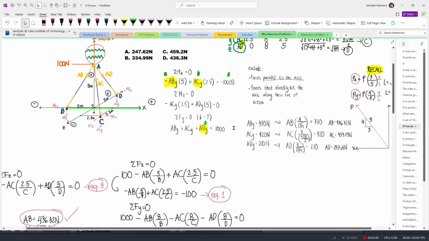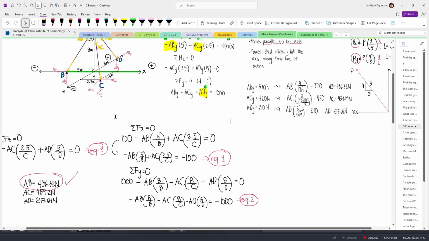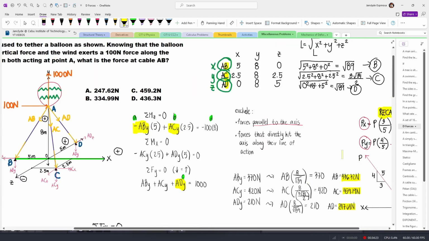However, in here, we were able to streamline the process because we only used moments instead of summing up forces. And so this is an alternative if you want to be more efficient with your solutions. Again, just transmit the loads, and then when taking moments about an axis, always exclude forces parallel to the axis and also exclude forces that directly hit the axis if you extend the line of action.